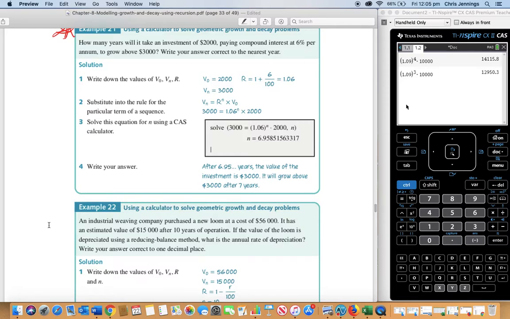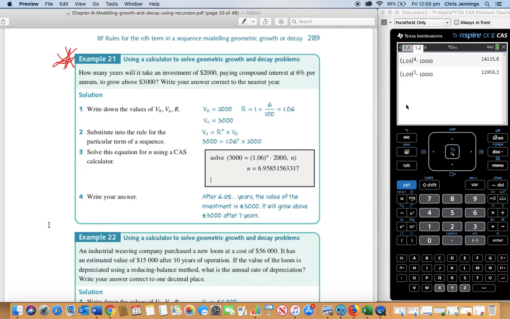And the last few things I've got to show you, and this is very important. How many years? So this is where we're trying to find n. How many years will it take an investment of $2,000 paying compound interest at 6% per annum to grow to above $3,000? Write your answer correct to the nearest year. So you have to get your rule sorted out first of all.